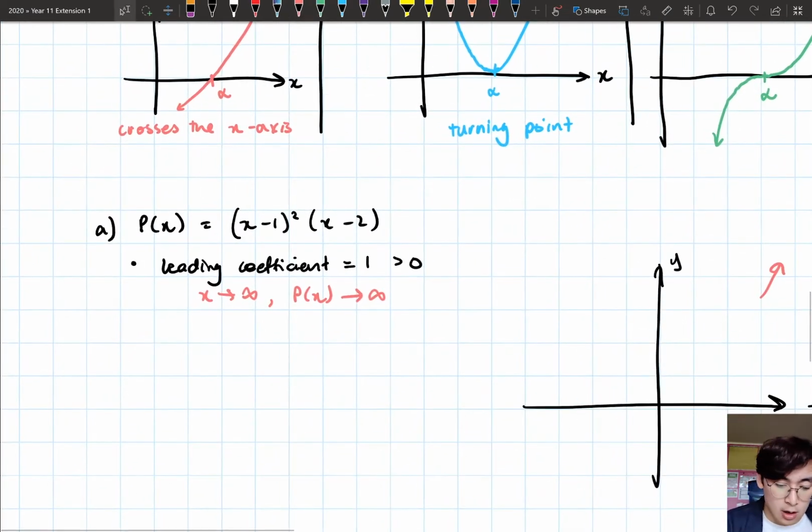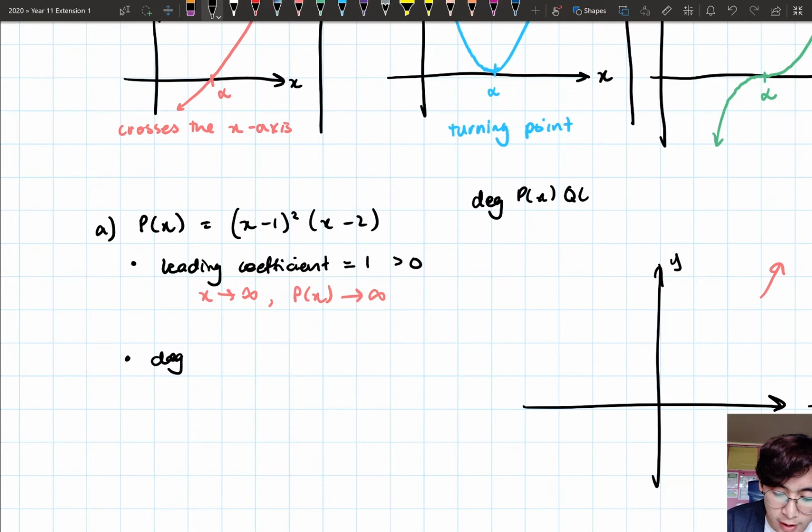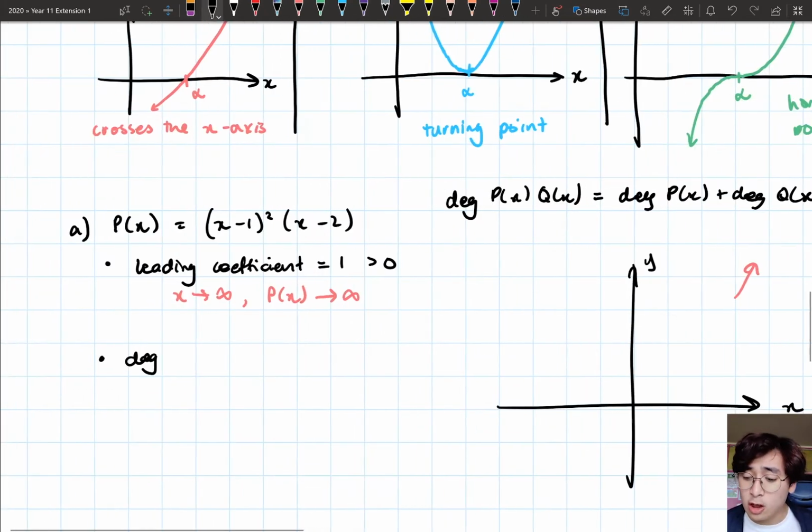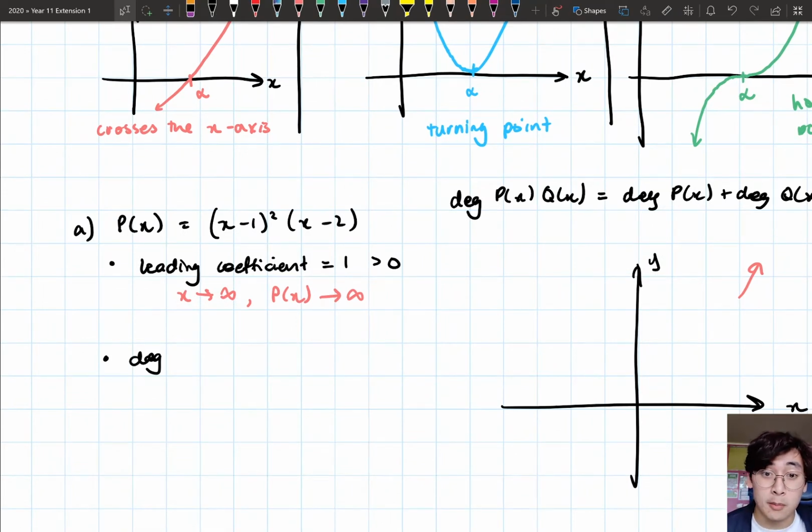Okay, the second part is then I check the degree of the polynomial. Now here, the degree is just the highest power of x. If you remember earlier when we looked at polynomial multiplication, the degree of p of x times q of x is equal to the degree of p of x plus the degree of q of x. Now you might be wondering, why am I telling you this? Well, it's actually quite helpful if we're trying to find the degree of a polynomial when it's in this factorized form.